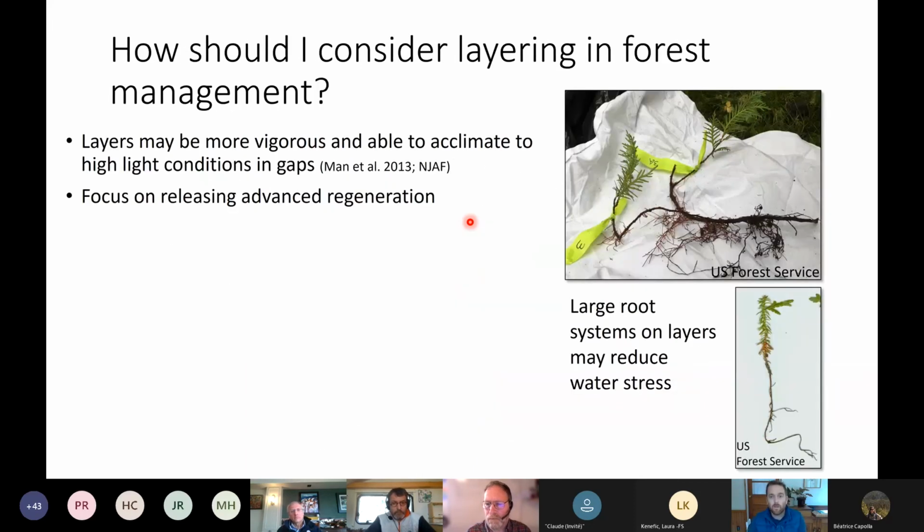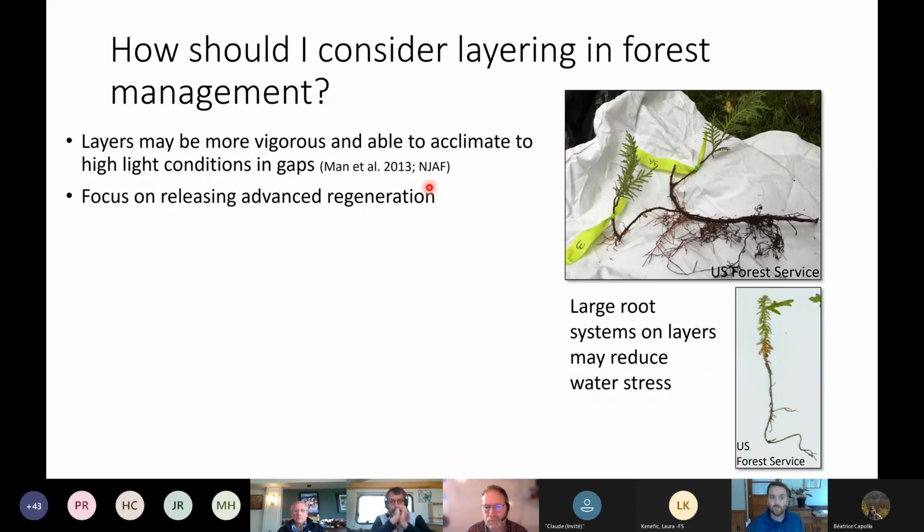So how should you think about layering when you're doing forest management? Well, one thing that some other studies have found is that layers can be more vigorous and acclimate to high light conditions and gaps, for example. So layers may be more resilient to some of the stresses involved in management. Part of the reason may be that layers have much larger root systems attached to them. So they have much better access maybe to water and nutrients that allow them to survive those stressful conditions, whereas seedlings, as I showed you before, have very small root systems and are at a very delicate stage of that life cycle.